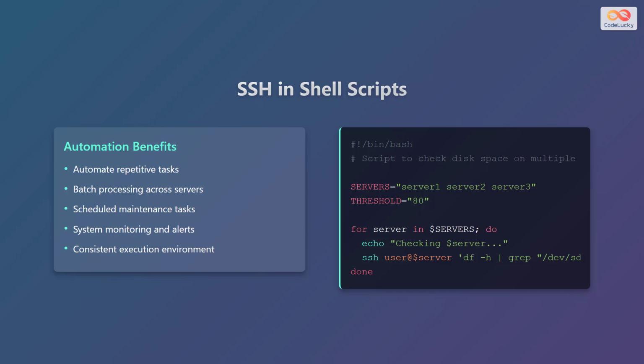The script starts with the shebang #!/bin/bash, which specifies the interpreter for the script. The script then defines a variable called servers, which contains a list of server host names. It also defines a variable called threshold, which sets the disk space usage threshold. The script then loops through the list of servers. For each server, it prints a message indicating that it is checking the server, and then uses SSH to connect to the server and run the command df -h | grep /dev/sda1 to check the disk space usage.